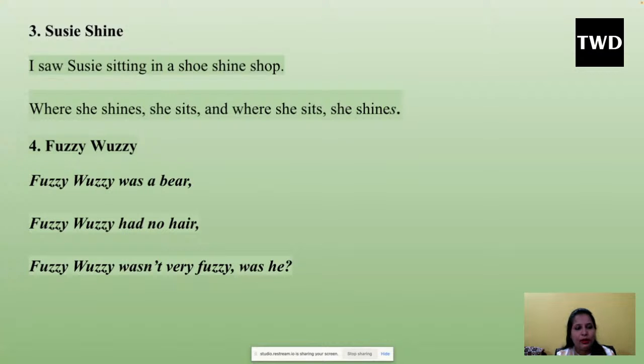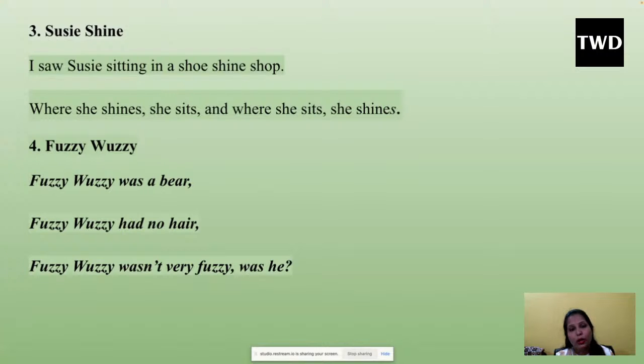Our next tongue twister is Fuzzy Wuzzy. Fuzzy Wuzzy was a bear. It is not beer. Bear. As I told you, E makes a sound of A. Fuzzy Wuzzy was a bear. Fuzzy Wuzzy had no hair. Fuzzy Wuzzy wasn't very fuzzy, was he?